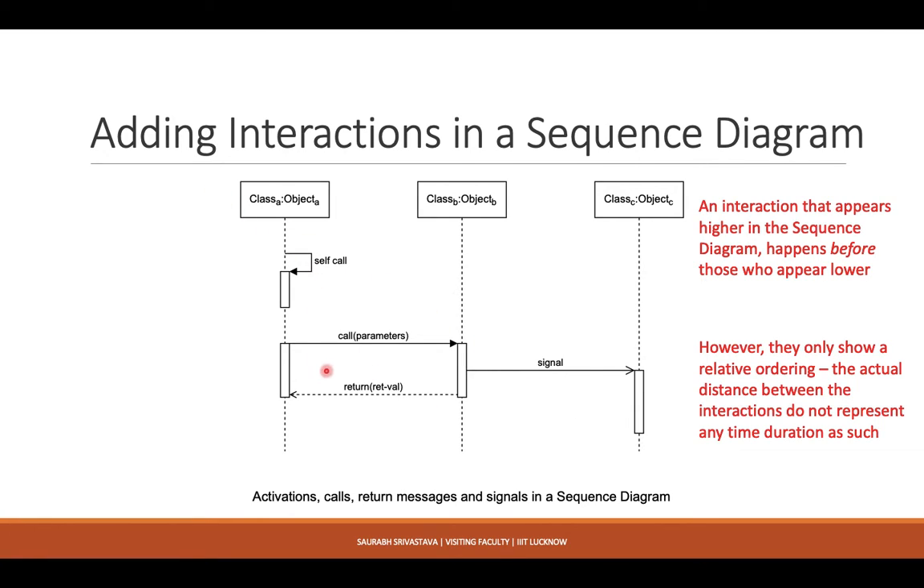However, the distances between these arrows do not matter, right? So it's not really something that is to scale. It doesn't mean that if the distance between this and this is more as compared to this and this, the same thing happens in the real world, during the execution. No, that is not the case. It only shows you a relative ordering. It doesn't talk about the actual spacing between these interactions.